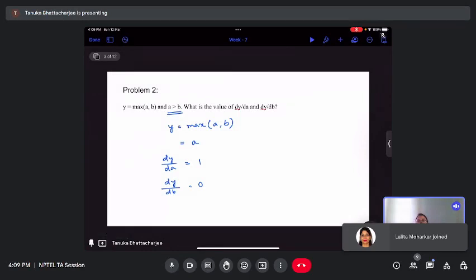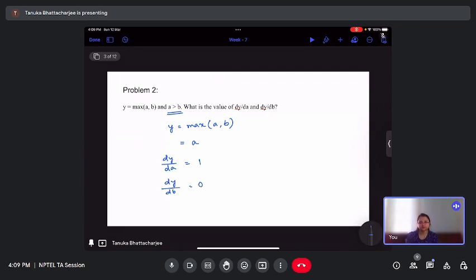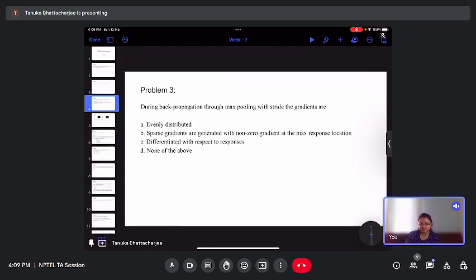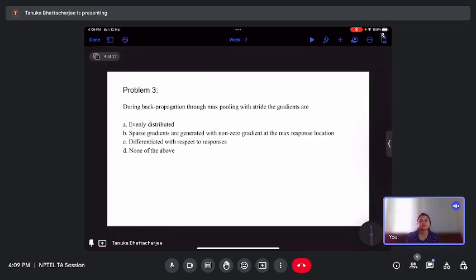So, if one of your nodes is taking the maximum of 2 inputs, in that case the gradient will pass based on this type of a rule. There is one type of unit in a neural network which takes this maximum, which is called the max pooling layer. So, in this problem we will try to see that.